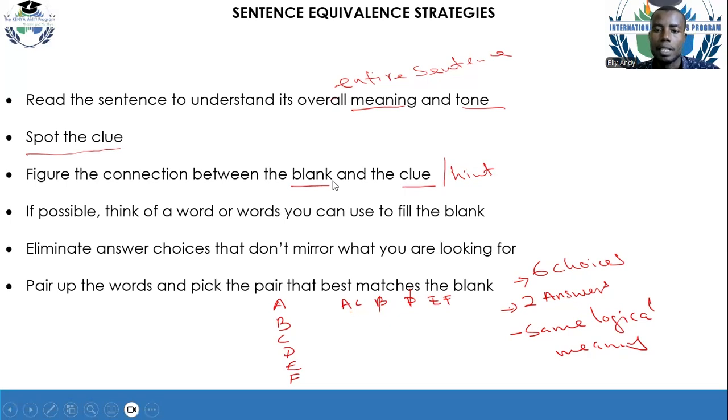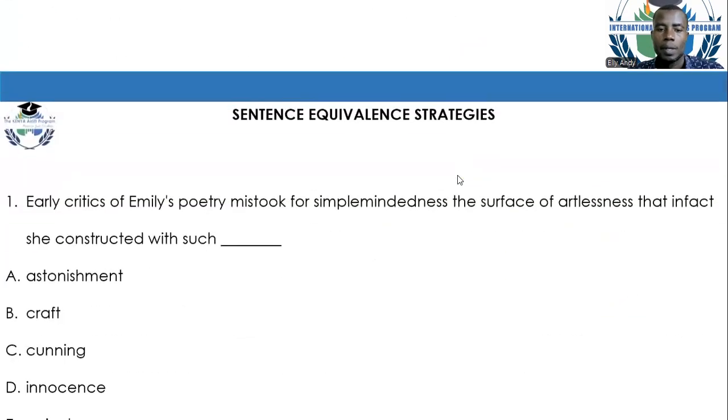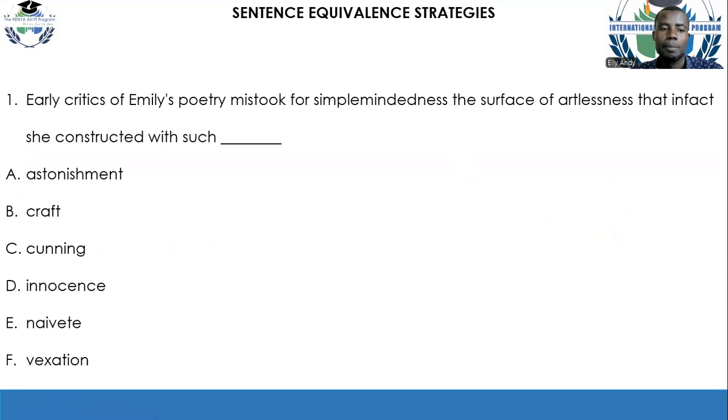So that is just the basic approach you should give the sentence equivalence questions. We'll be looking at a few examples to see how we can put these strategies in practice. So our first example is here.